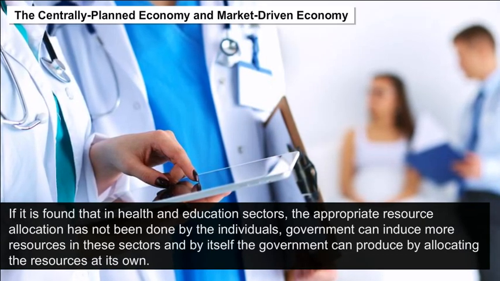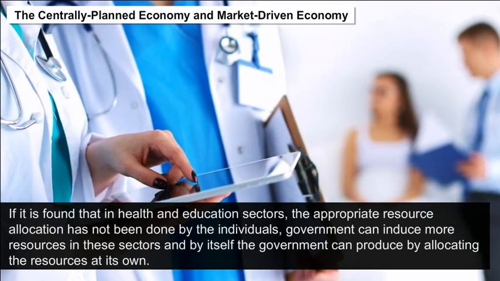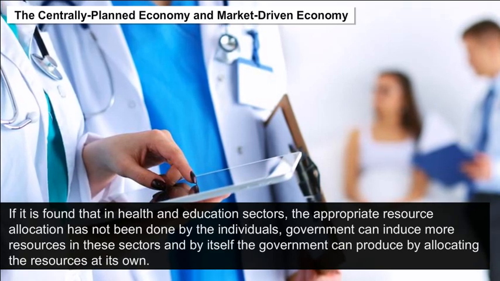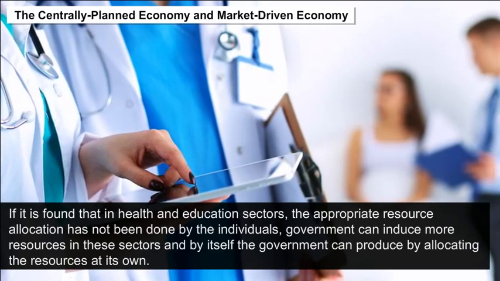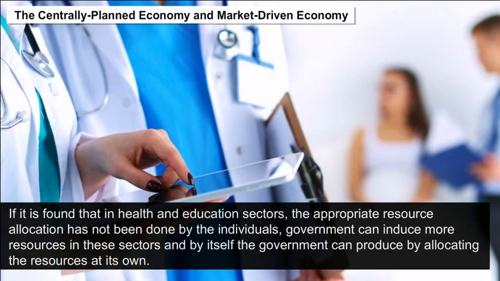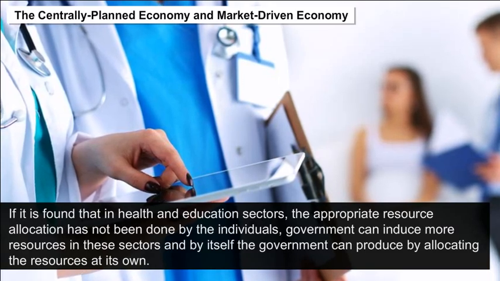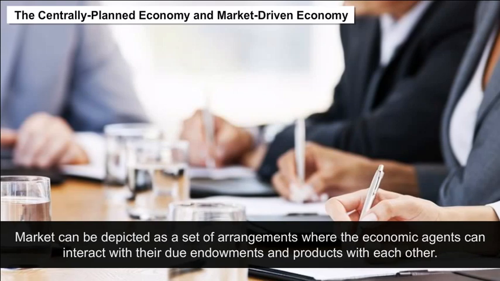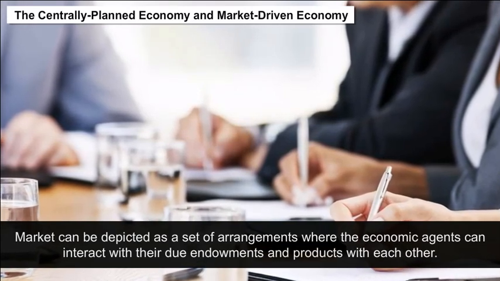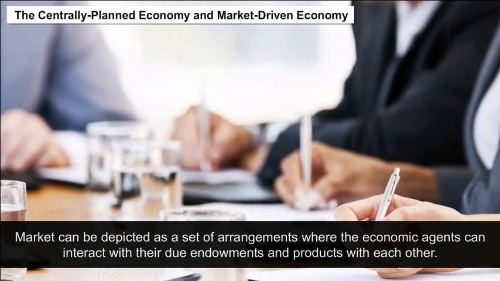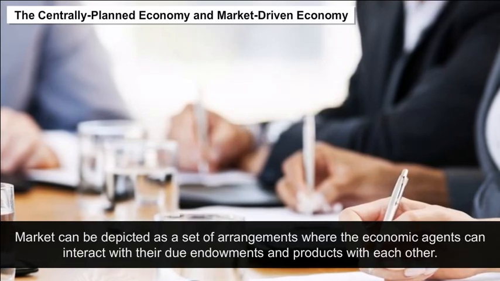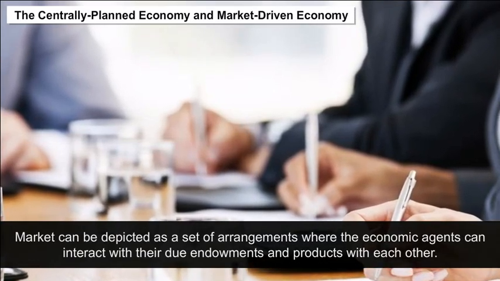allocation has not been done by the individuals, government can induce more resources in these sectors, and by itself, the government can produce by allocating the resources on its own. Market can be depicted as a set of arrangements where the economic agents can interact with their due endowments and products with each other.